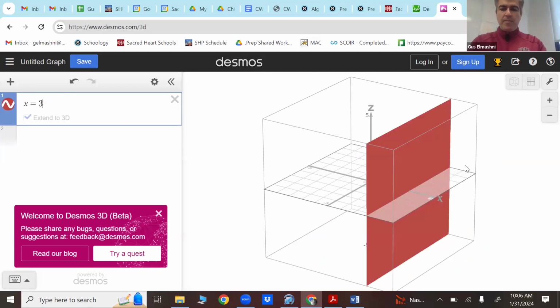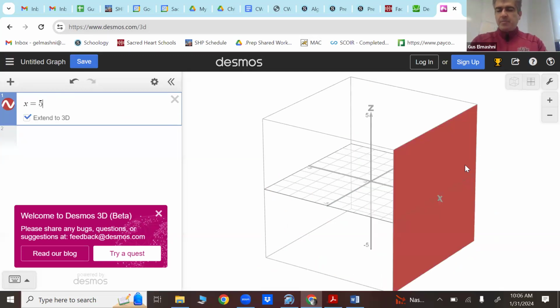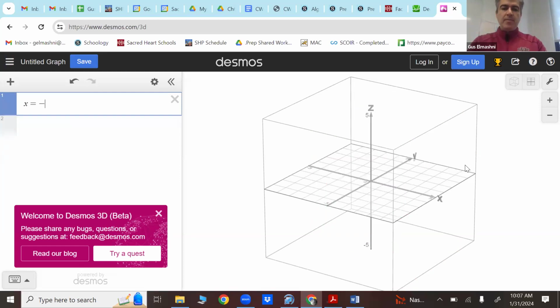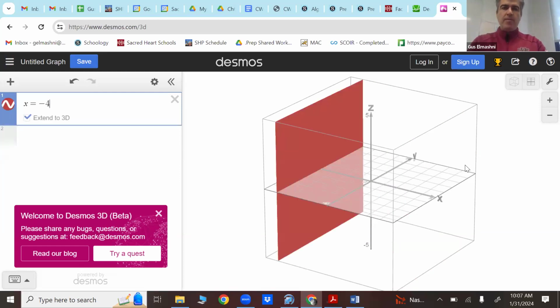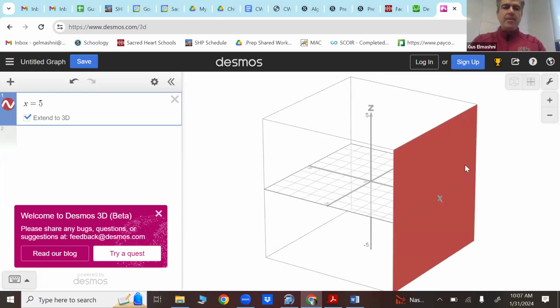What if I put 3 there, or 2, or 1, or 5, right? Why did it go there? It's just touching the x-axis at those places. I could do -1, -2, -3, -4. I recommend this; I like it better than GeoGebra, things just look better. So desmos.com/3D. That's good.